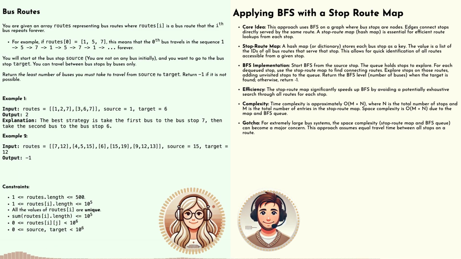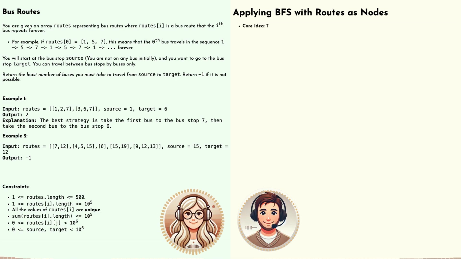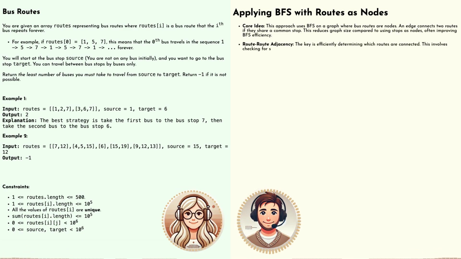Yes. It's like we're strategically hopping between routes, always getting closer and closer to the target. Exactly. And because we're only looking at relevant routes, this method is very efficient. Oh, so that's why it's faster. Yes. This is making a lot of sense. Good. So using this stop route map with BFS is like having a super powerful navigation system. Absolutely. This is fascinating.